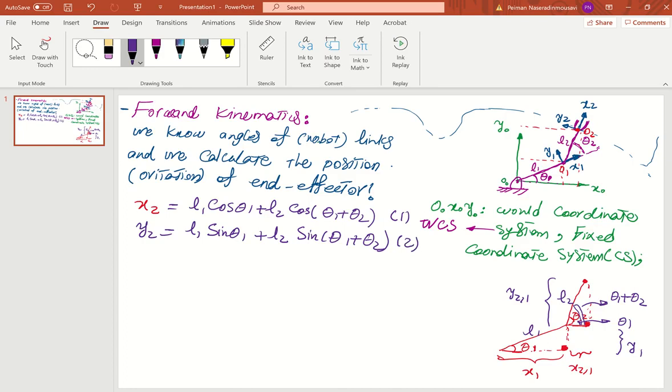Now, after I found the positions of the end effector with respect to the world coordinate system, there is a very, very important topic that we name orientation, guys. Orientation of the end effector. This is very important, guys. I'm going to show you right now in my lab. I have a 7-degree of freedom Baxter robot. Orientation simply means the angle of the end effector in the space, guys.